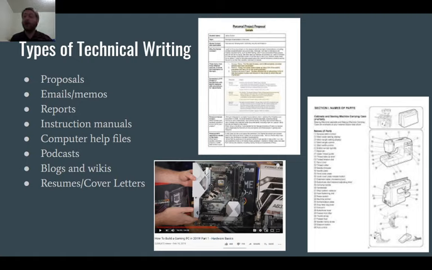Maintenance manuals, same deal for mechanics. They have to know not just installation, but what kind of maintenance needs to be performed on it on a regular basis, how often, and stuff like that.